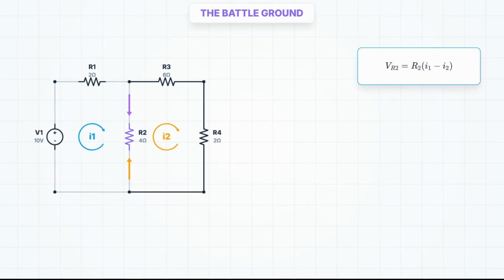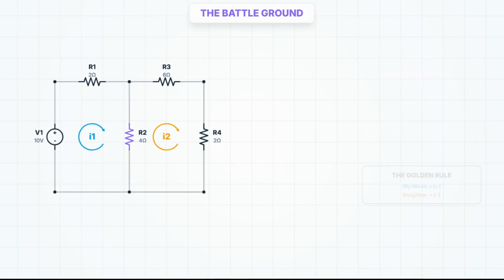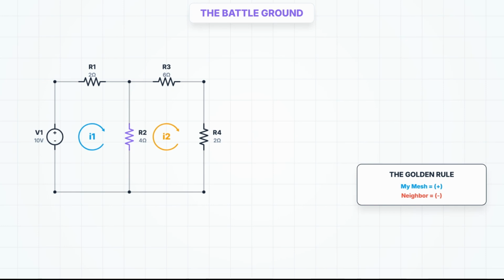However, when we move to mesh 2, the perspective flips. Now we are I2. We are the main character, so the voltage drop is resistance times I2 minus I1. Memorize this rule. My mesh current is always positive. The neighbor is always negative.